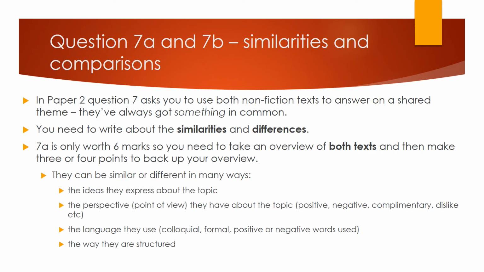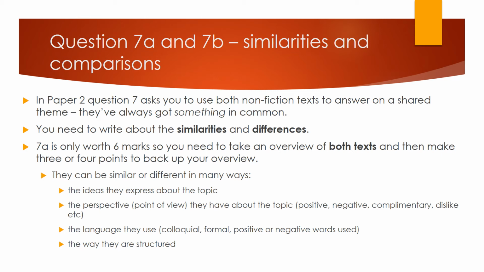Okay, so question 7 is in two parts. We've got 7a and 7b. 7a is the similarities and 7b are your comparisons. And it's asking you to use both non-fiction texts this time. So the other questions in the exam have all been about text 1 or text 2, but now we're looking at both of them together.